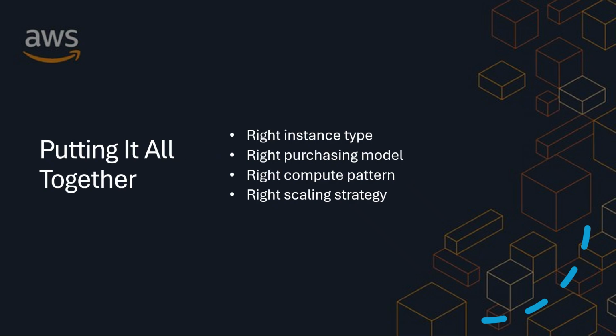A cost-optimized compute design combines multiple strategies: choosing the right instance family, applying the correct pricing model, leveraging containers or serverless to eliminate idle capacity, and using auto scaling to dynamically adjust compute resources. This layered approach ensures that your workload remains reliable, high performing, and cost efficient, which is exactly what AWS expects from a well-architected design.